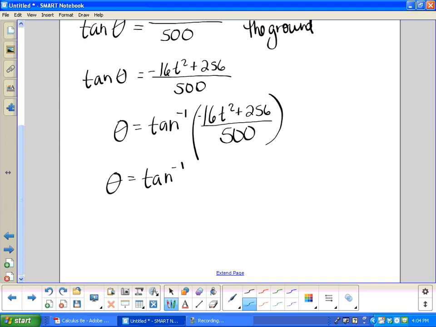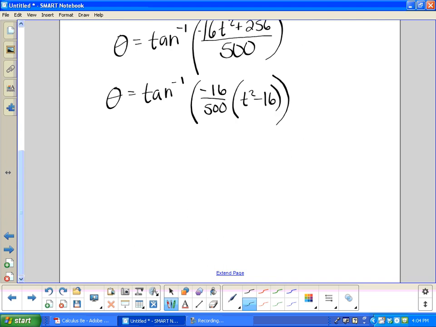One of the first things I want to do is take a 16 out of both of those terms on top, so I can write it as negative 16 over 500 times t squared minus 16. I think that'll make it a little simpler. If you remember how this works, I'm going to take the derivative of the inside and put it in my numerator. So I just have this constant on the front, negative 16 over 500, and then this is just going to be 2t, because the derivative of the constant is 0.